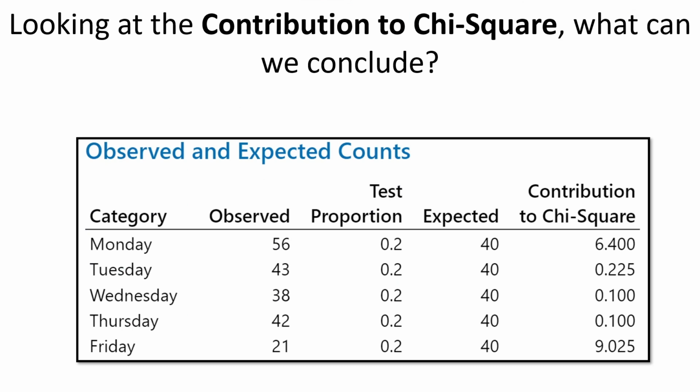So, having said that, now let's go back to the table. Looking at this table, looking at the contributions to the chi-square, which is the last column of the table, what can we conclude? Are we going to reject or not?